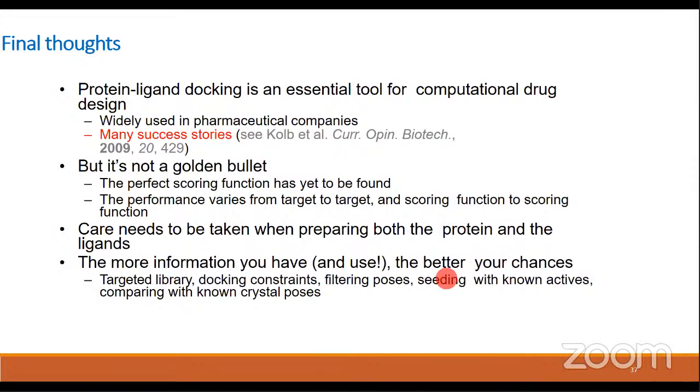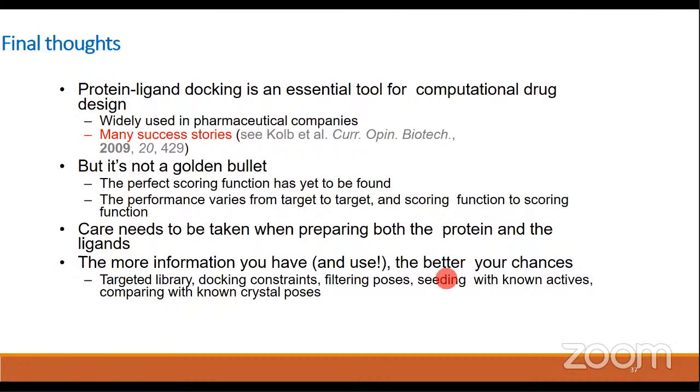Protein-ligand docking is an essential tool. We cannot say it's mandatory, but these days it's one of the essential tools for computational drug design. It is widely used in most of the big pharmaceutical companies. Now they have started using artificial intelligence and machine learning as well. There have been some success stories and many unsuccessful ones, but it's not a golden bullet. Giving a best docking score doesn't mean that it's a very good active molecule. The experimental result is always the final one.